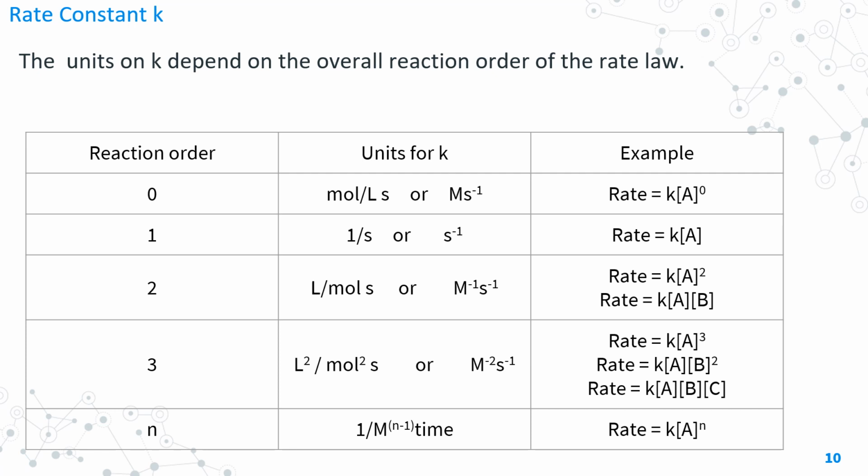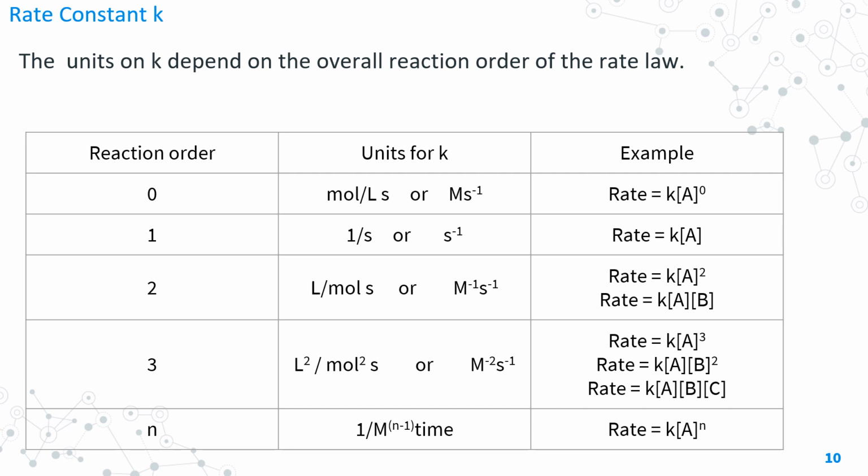This gives us some examples of what our different rate laws might look like and what the units are for the rate laws. It's important to be able to recognize the units for k, because if you can recognize the units for k, a lot of times you can use that to figure out the reaction order, which helps you know which integrated rate law to use, or helps you use the integrated rate law properly.